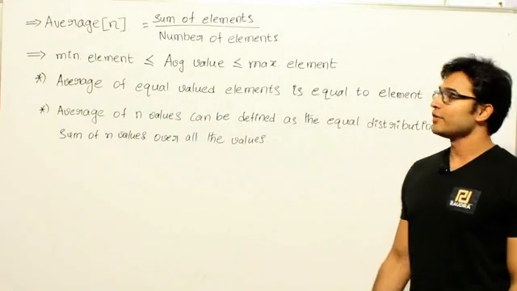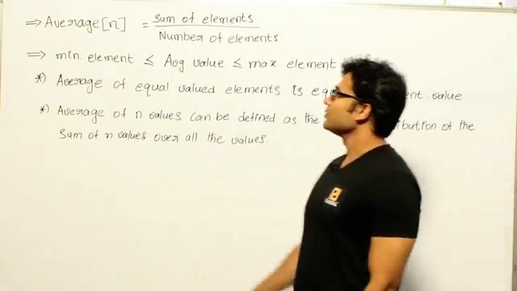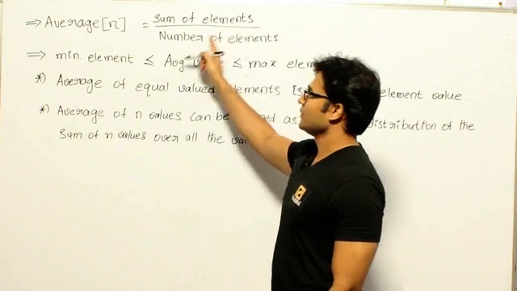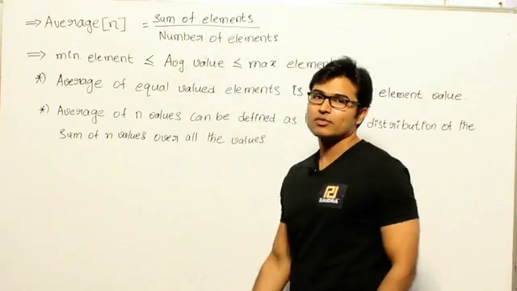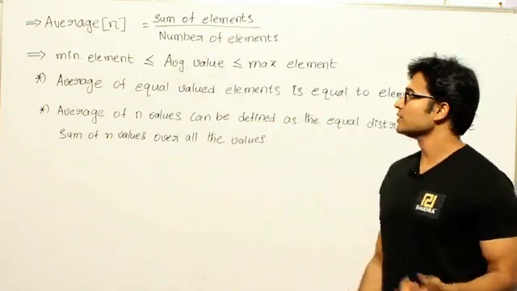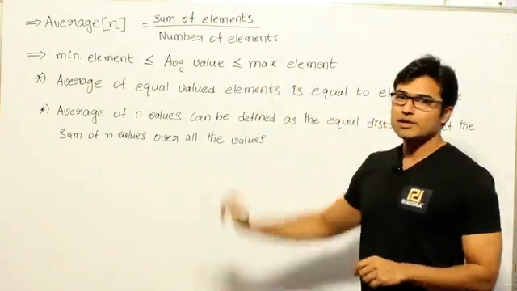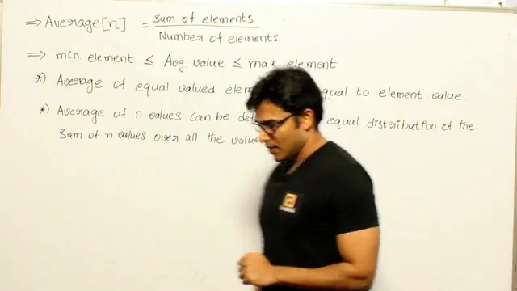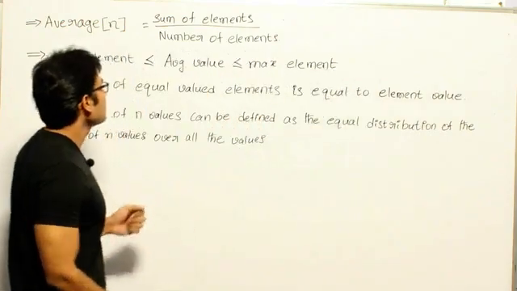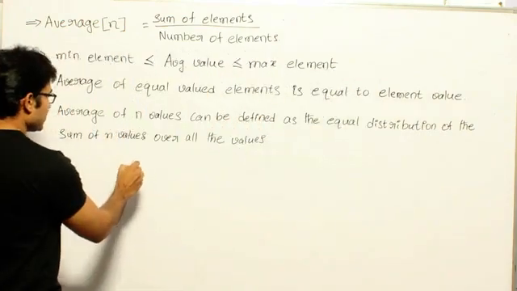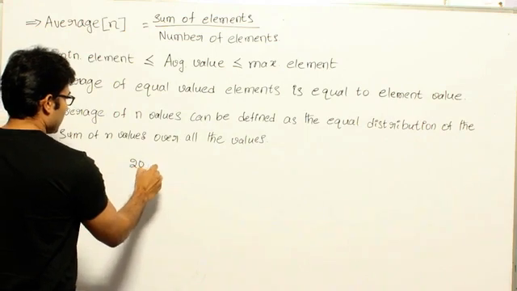Now let's see the topic of averages. The average of n values is equal to the sum of all the n values divided by the number of elements. Since we assume that the number is n, you can say the sum of elements divided by n.